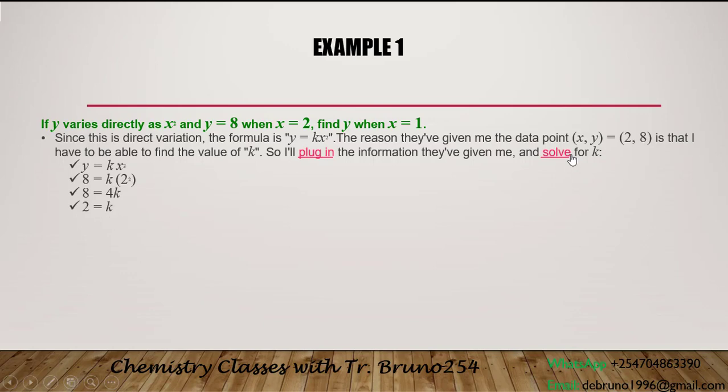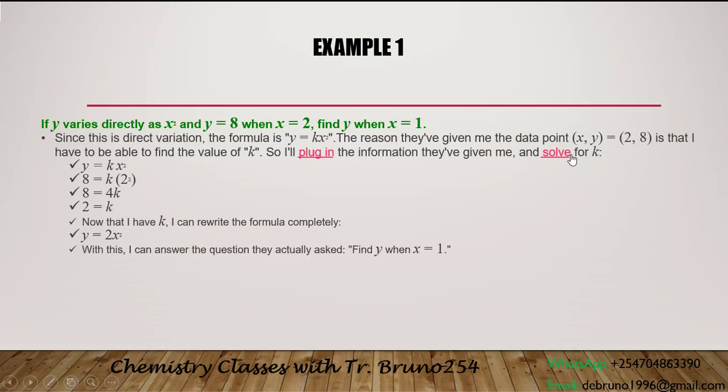Then divide on both sides by 4, and we have k equals 2. Now that we have the value of k, we can rewrite the formula as follows: y equals 2x squared. That's our formula. With this, we can now answer the question.